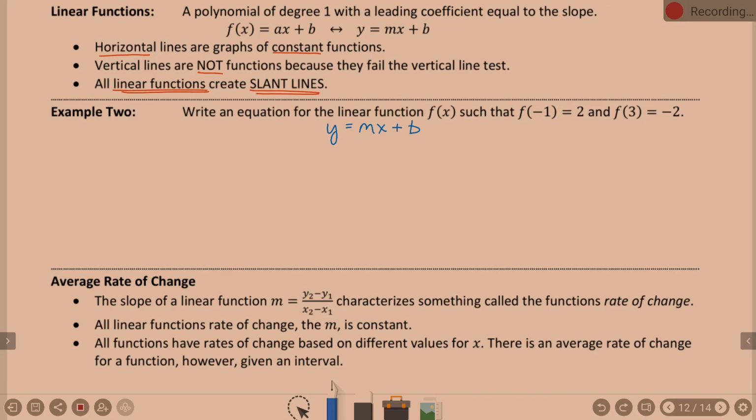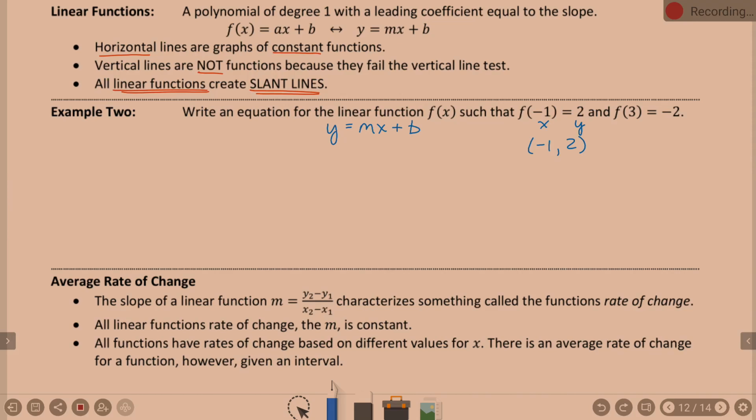This right here, f of negative 1. That's f of, what is that negative 1 in place of? X. So this is an x value. When you plug in an x value into a function, what do you get out? A y value. So when x is negative 1, you get y to be 2, or in other words, you get the ordered pair negative 1, 2.